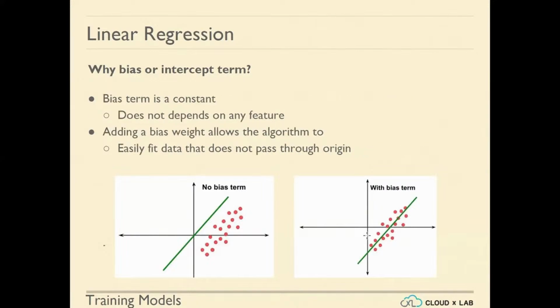If we do not have a bias term, then it may be possible that we cannot fit a good linear model for the given data, as you can see in this example, right? Because sometimes we need to shift this model to fit the given data points.